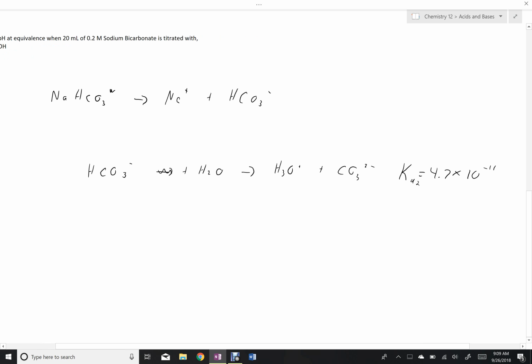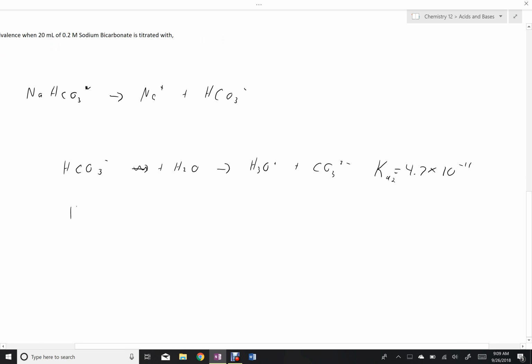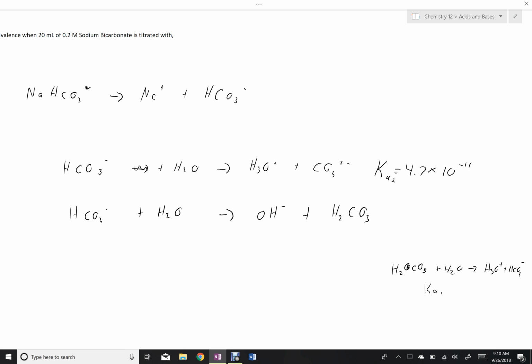That's getting pretty close down to Kw, and that's a very small Ka. Or HCO3 minus can react with water to form OH minus and H2CO3. The Ka for this reverse process, where it gives up that H, H2CO3 plus H2O goes to H3O plus and HCO3 minus, so that's the inverse process of this. That Ka, or the Ka1, is 4.4 times 10 to the negative 7.